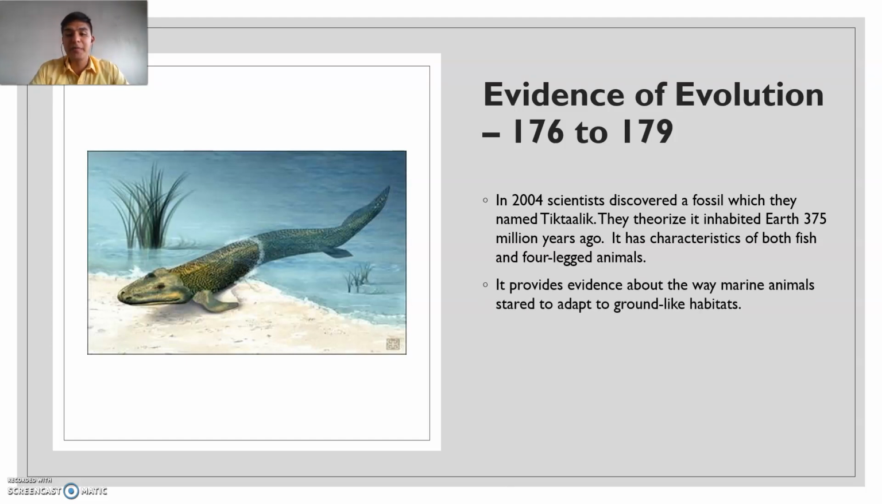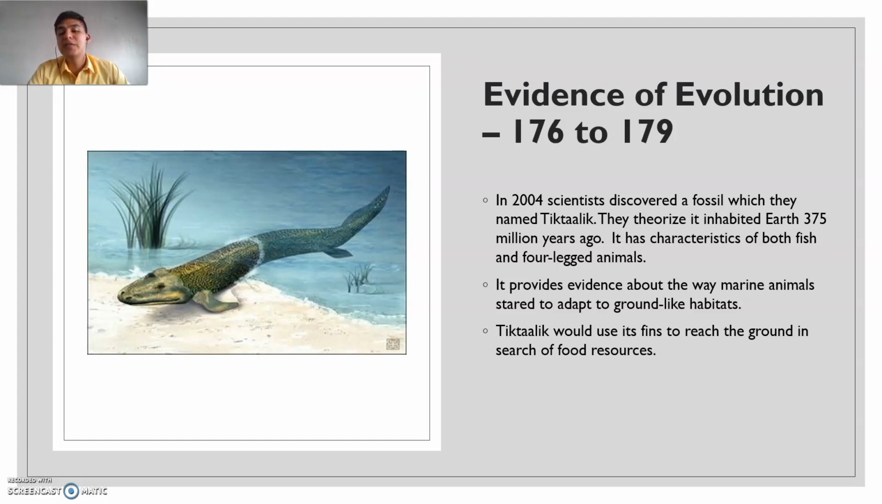It provides evidence about the way marine animals started to adapt to ground-like habitats. And Tiktaalik would use its fins to reach the ground in search of food resources. This is something pretty common in the adaptation of animals. Food is one of the main resources that determine the way animals are going to adapt. So in this case, probably Tiktaalik didn't find enough food resources in the sea, but it had to adapt in order to find food in other places, such as ground-like habitats.